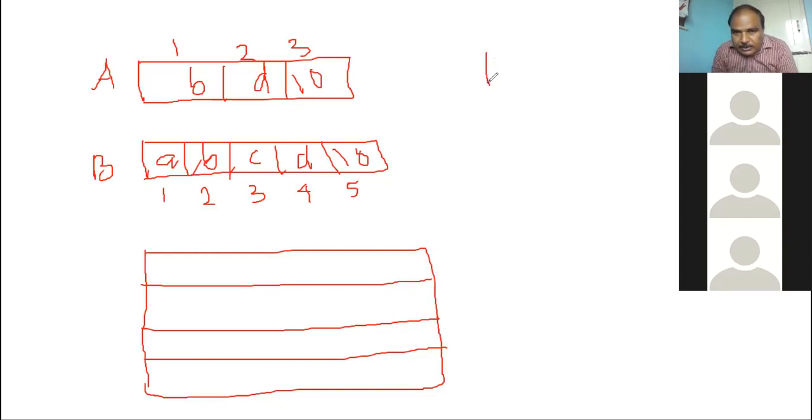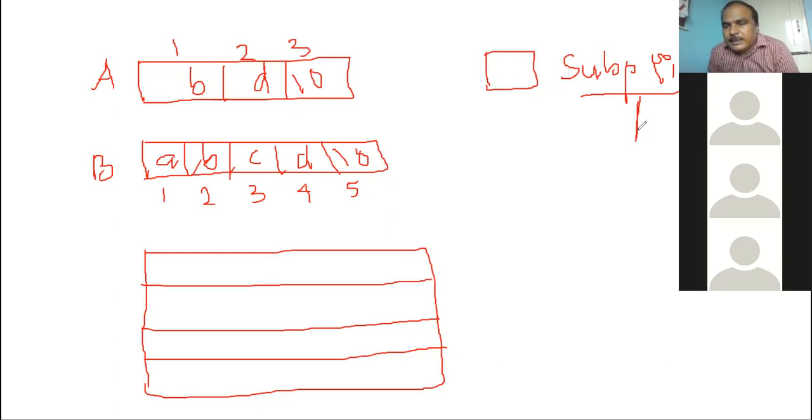What do overlapping subproblems mean? If there is a subproblem P1 that is already solved, we can make use of that subproblem's solution to solve other subproblems. For that purpose, I'm using this table.